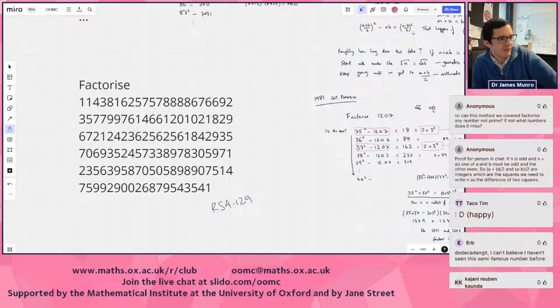Can this method we covered factorize any number that's not prime? If not, what numbers does it miss? It's a good question.